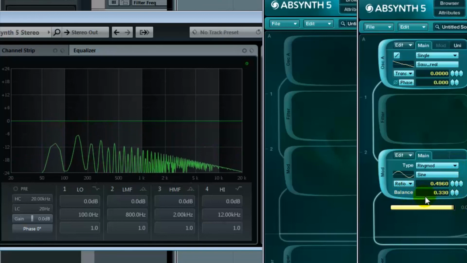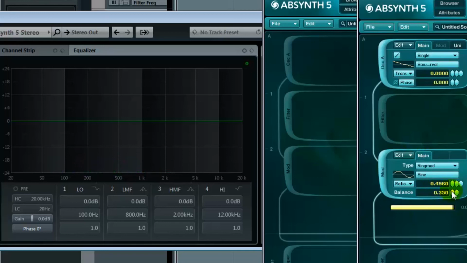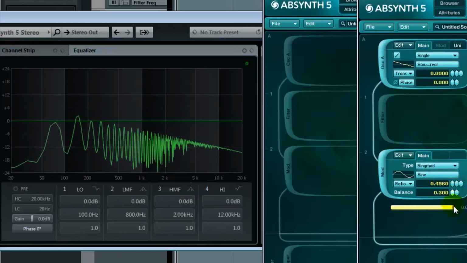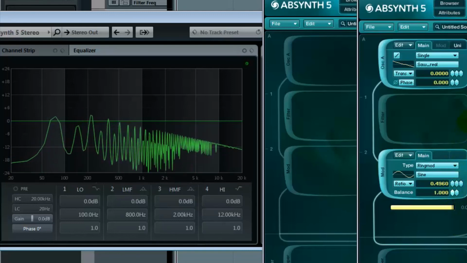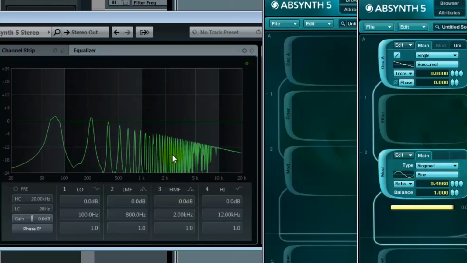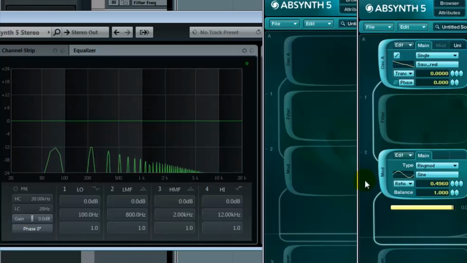Oh, by the way, the balance here will balance between the original sound and the ring modulated sound. So in this case, we're hearing the original combined with the ring modulated frequencies. Here is just the original, and here is just the sidebands. So anyway, that's pretty much it for ring modulation.